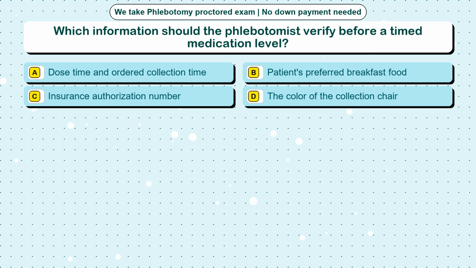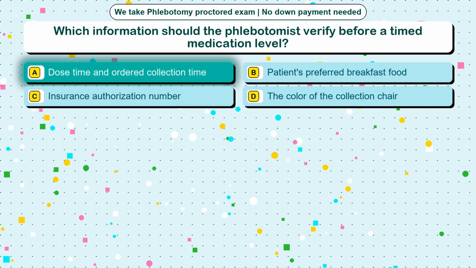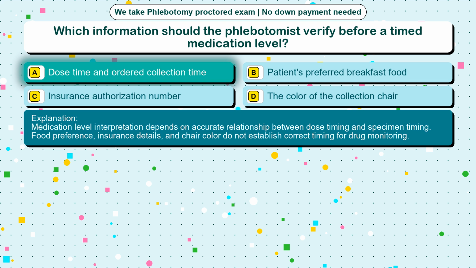Question 33. Which information should the phlebotomist verify before a timed medication level? Option A, dose time and ordered collection time. Option B, patient's preferred breakfast food. Option C, insurance authorization number. Option D, the color of the collection chair. The correct answer is option A, dose time and ordered collection time. Medication level interpretation depends on accurate relationship between dose timing and specimen timing. Food preference, insurance details, and chair color do not establish correct timing for drug monitoring.